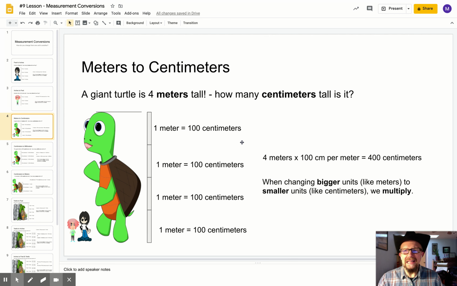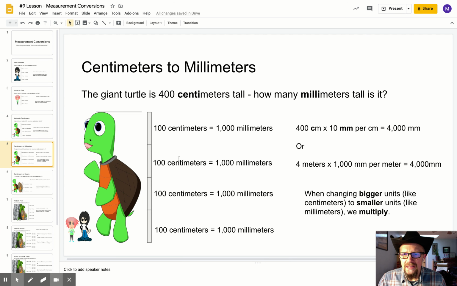Whoa, Nelly, that's a giant turtle. That's 4 meters tall. Look at those poor kids. He's going to get stepped on. This 4-meter tall giant turtle, how many centimeters is it? Well, there's 100 centimeters in every meter. So 4 meters times 100 centimeters, that's 400 centimeters. Watch out, kids.